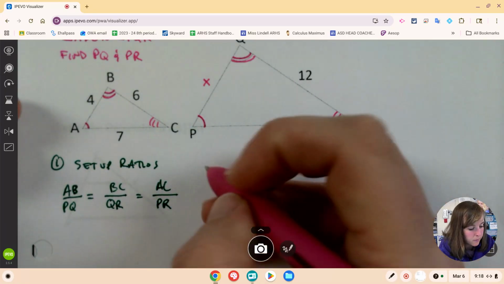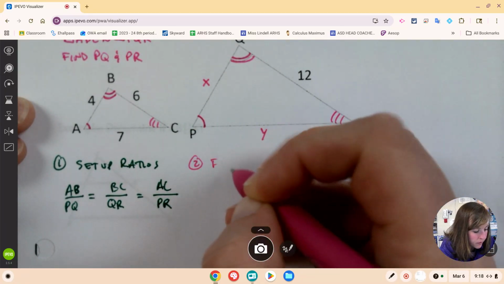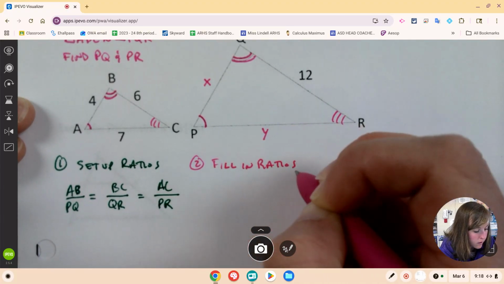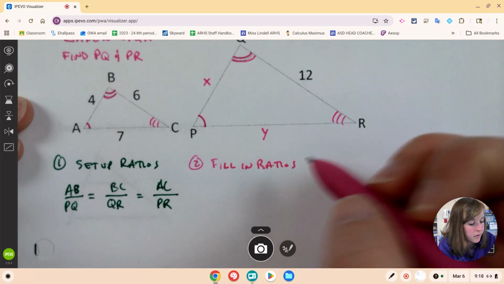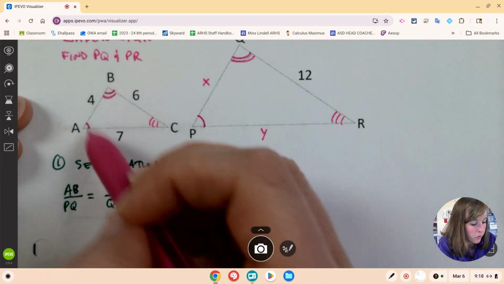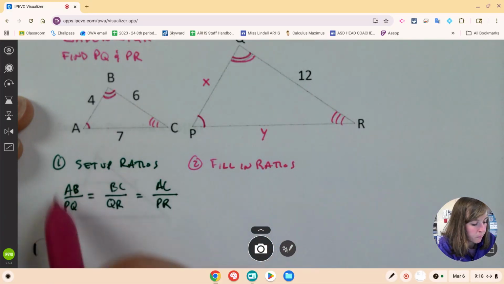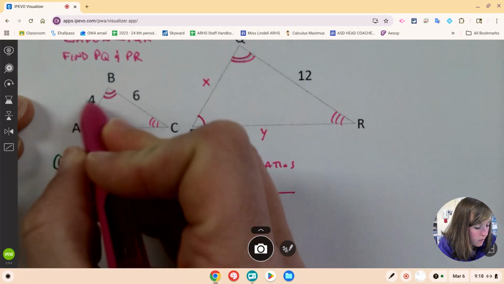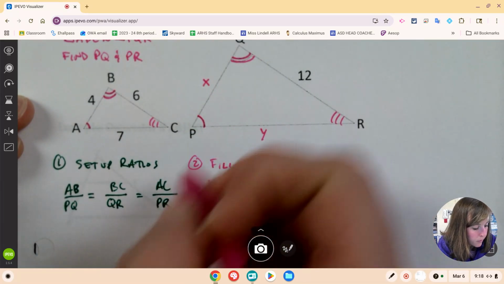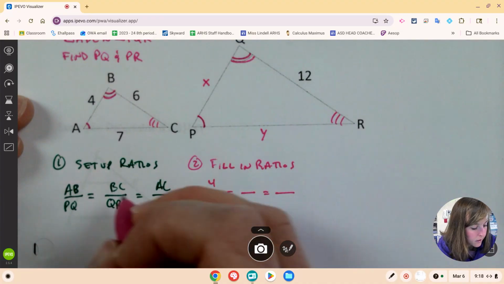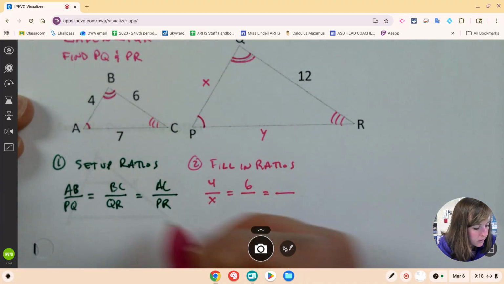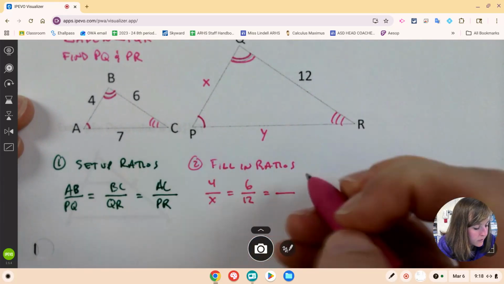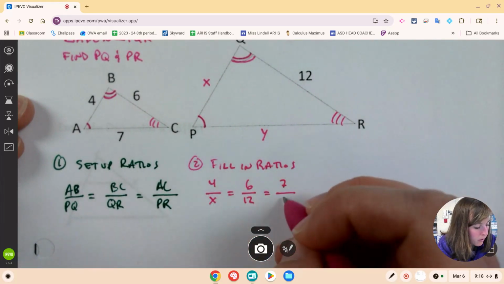The next thing we want to do is fill in our ratios with given info. So what we mean by that is we need to take all the numbers and letters and put them into our ratios. So AB was 4, so we put a 4. PQ was X, so we put an X. BC was 6, so we put a 6. QR was 12, so we put a 12. AC was 7, so we put 7. And PR was Y, so we put Y.